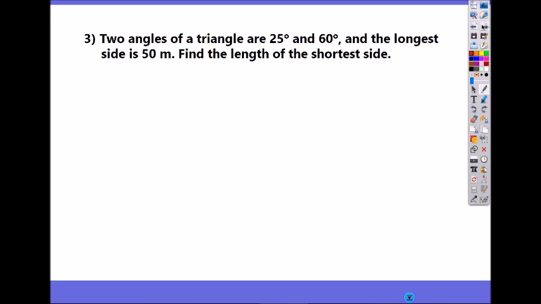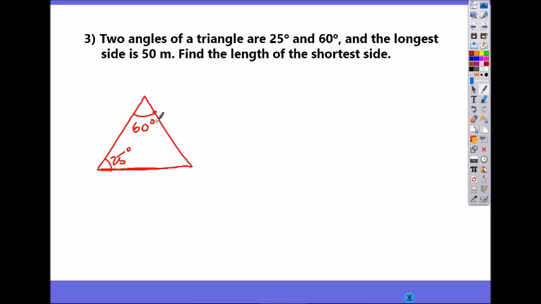Number 3. Two angles of a triangle are 25 degrees and 60 degrees, and the longest side is 50 meters. Find the length of the shortest side. Always start by drawing the triangle. So here I have 25 degrees and 60 degrees. And the longest side is 50 meters.